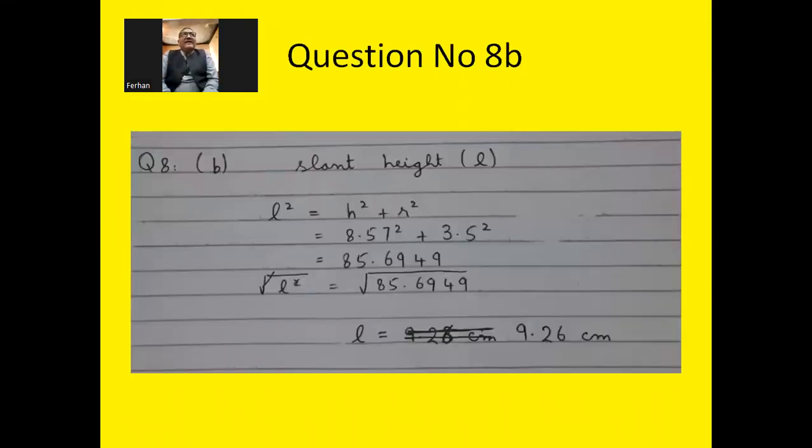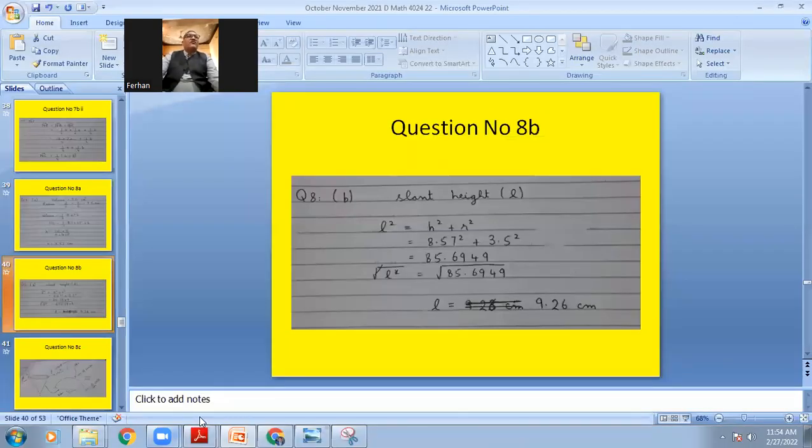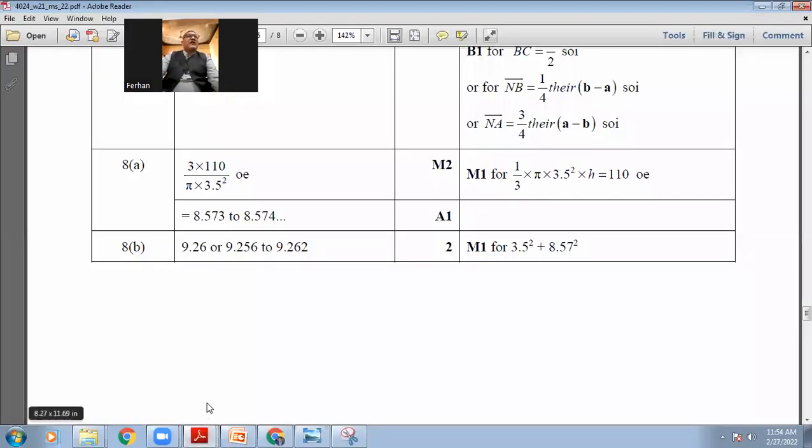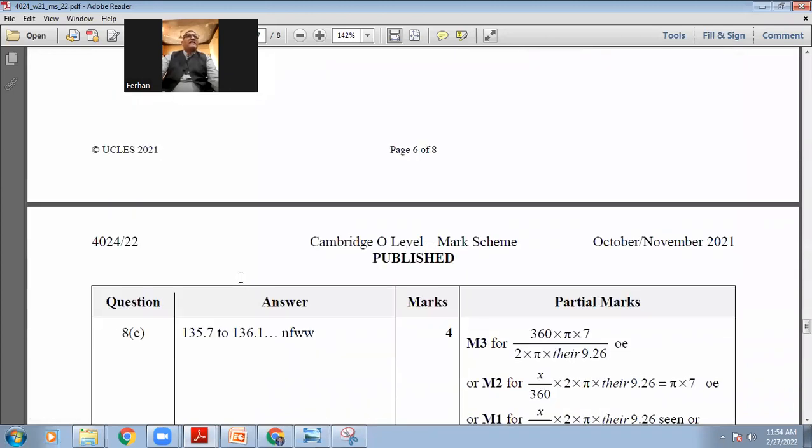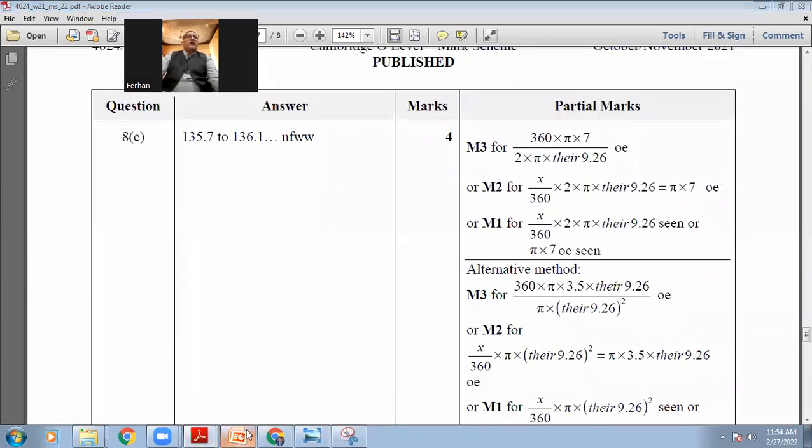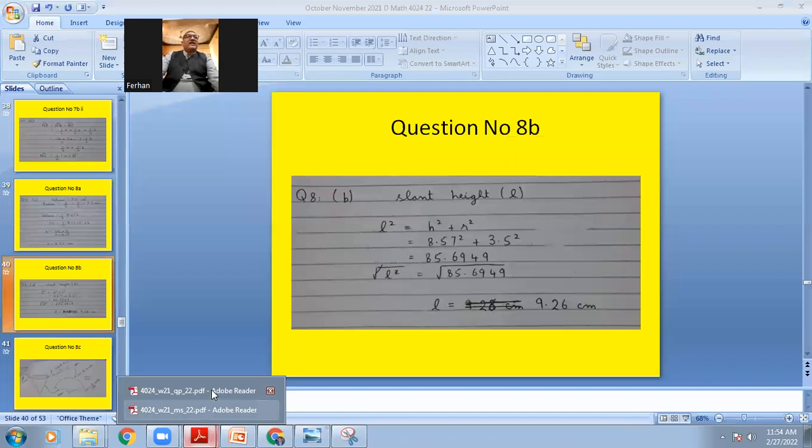So the slant height L square is equal to h square plus r square. So it will be 8.57 square plus 3.5 square. So it will be 85.69. So take square root on both the sides. So L will be 9.26 centimeter. Hopefully you understand. So let's have a look at the marking scheme. 9.26 is the right answer, sir. So let's move to the next question.